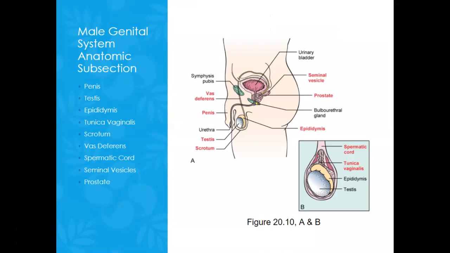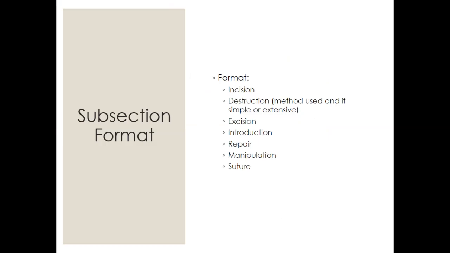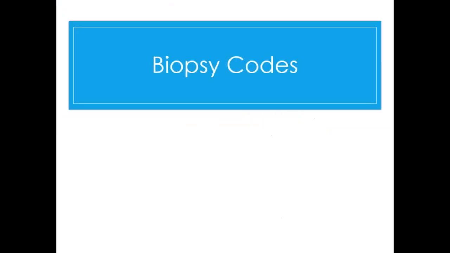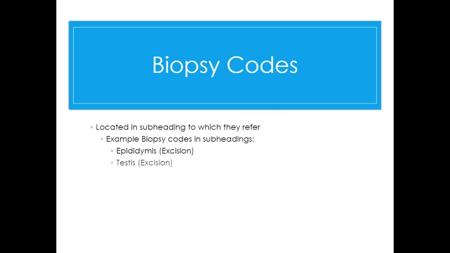So the subsection format is actually incision. Oh, let me move our slide, sorry. Incision, destruction, method used, and if it's simple or extensive, excision, introduction, repair, manipulation, suture. Our biopsy codes. The codes for biopsy are located under the anatomical subheading to which they refer. For example, biopsy codes in subheading are going to be epididymis excision or testes excision.